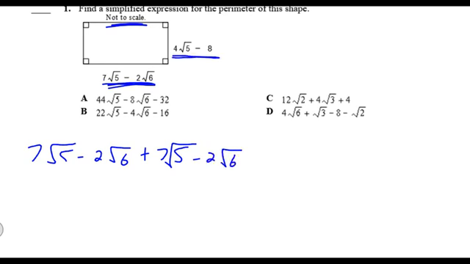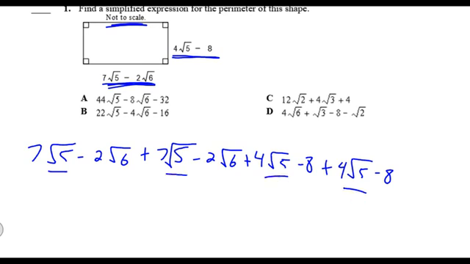And then now these ones: 4 plus 4 root 5 minus 8 plus 4 root 5 minus 8. Now just collecting like terms. The root 5s, root 5s, root 5s, root 5s. So it's really just 7 plus 4 plus 4, and then collecting all your root 6s together, and then just your numbers on the end, we end up getting an answer of B.